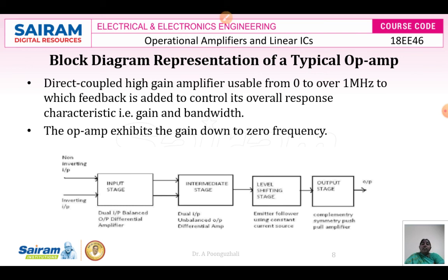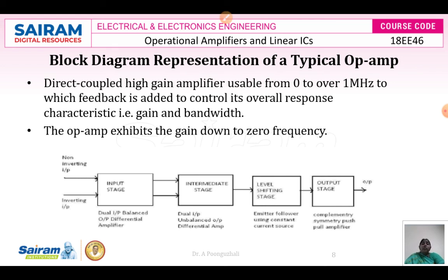And this input stage will be given to an intermediate stage. So the input stage is mainly responsible for the input impedance of your operational amplifier. And next, to provide the necessary gain for the circuit, we will be using the intermediate stage. The intermediate stage is going to be again a differential amplifier, where we are going to have a dual input unbalanced output. Unbalanced output means only from one terminal, or one collector terminal of your differential amplifier, we will be taking the output there.